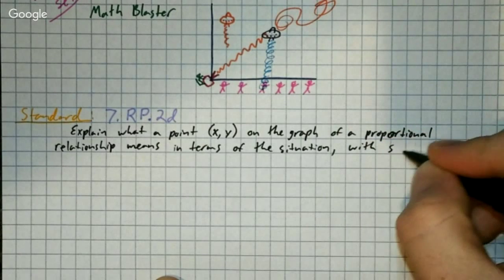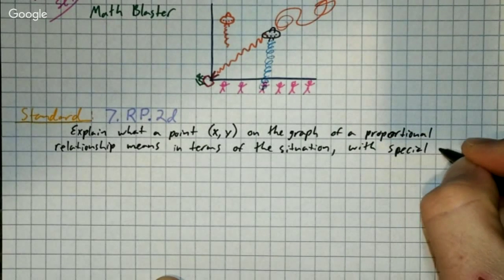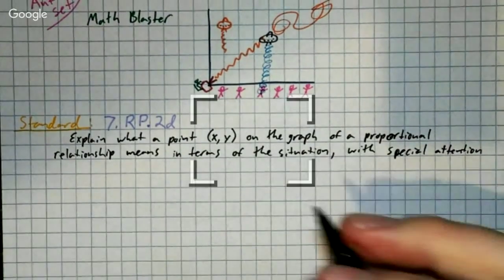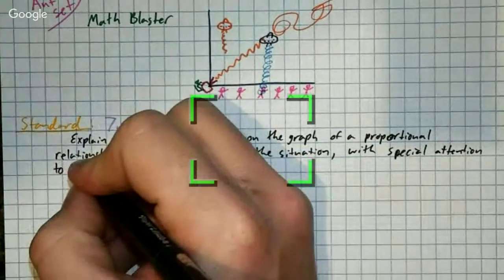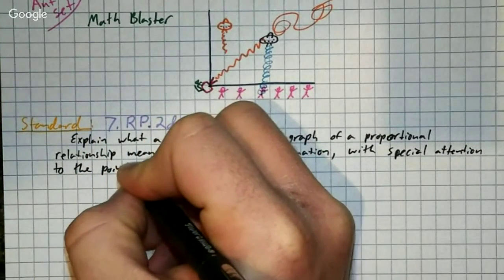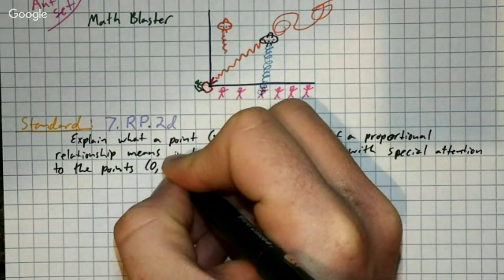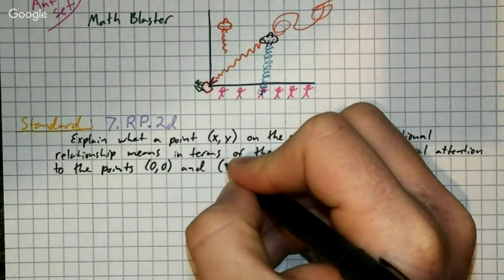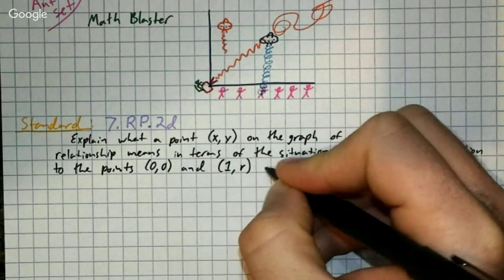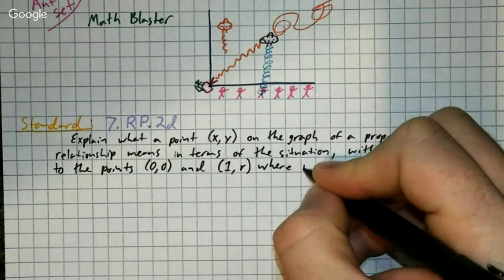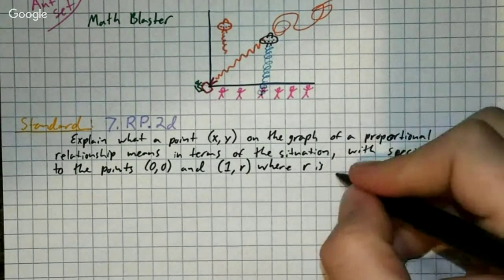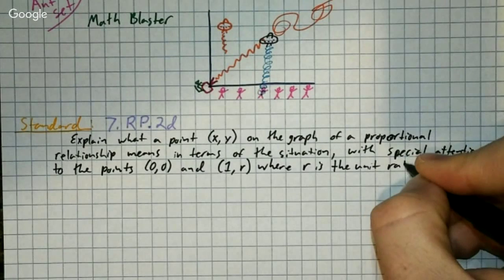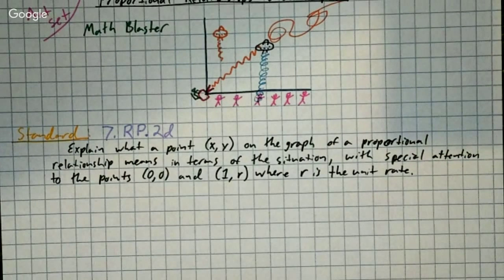With special attention to the points 0, 0, and 1R, where R is the unit rate. All right, so that's our standard for today.